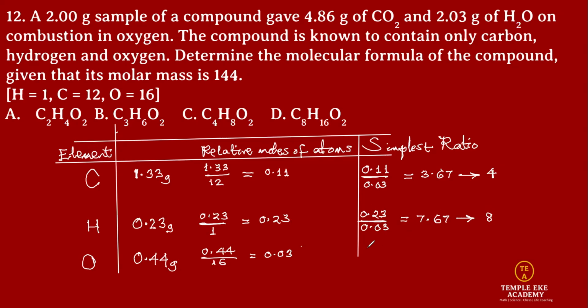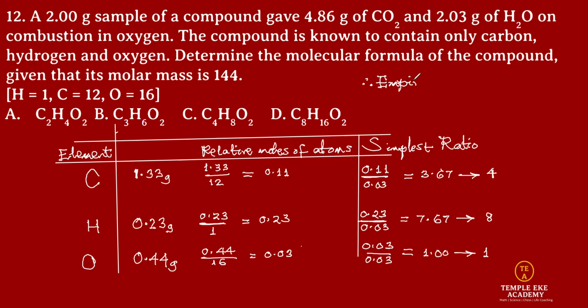That's right. And finally, we have 0.03 divided by itself. Beautiful. And this will give us 1.00. And that is one whole number. And based on this ratio of combination of the atoms, we can have the empirical formula. And therefore, let us take it over here. The empirical formula can easily be written right now.